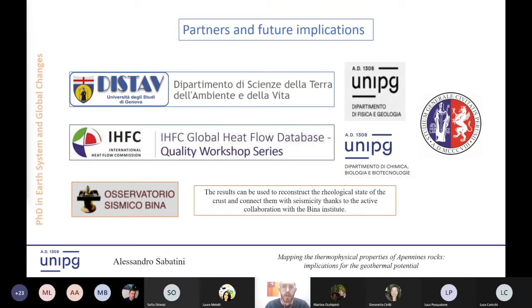In addition, we are involved in the community of the International Heat Flow Commission, which recommends standards and techniques for determining all parameters necessary for geothermal research, including thermal properties of materials. The results can also be used to reconstruct the rheological state of the crust and connect them with seismicity, thanks to the active collaboration with the Andrea Bina Seismic Observatory.